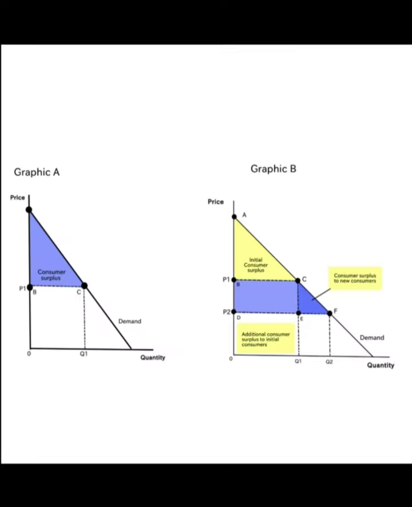In graph A, the price is P1, the quantity demanded is Q1, and consumer surplus equals the area of the triangle ABC. When the price falls from P1 to P2, as in graph B, the quantity demanded rises from Q1 to Q2, and the consumer surplus rises to the area of the triangle ADF. The increase in consumer surplus, area BCFD, occurs in part because existing consumers now pay less, area BCED, and in part because new consumers enter the market at the lower price, area CEF.